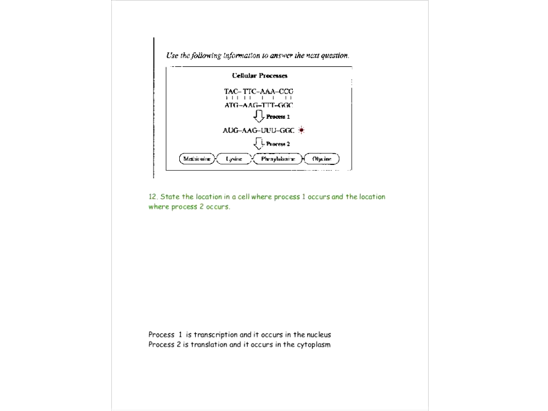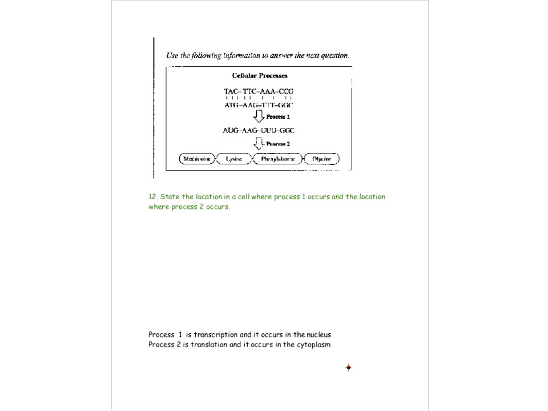Okay, so we're going from DNA to RNA. Where does that occur? Again, that's transcription. And RNA to proteins, translation, where does that occur? Well, again, transcription as well as DNA replication, they both occur in the nucleus, whereas translation, where we produce proteins, occurs in the cytoplasm.